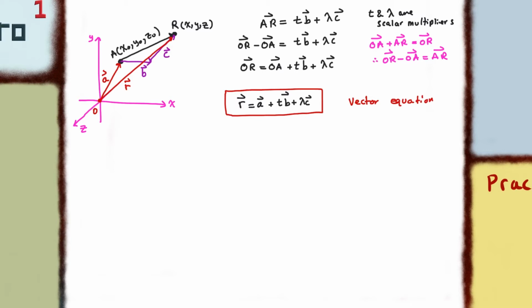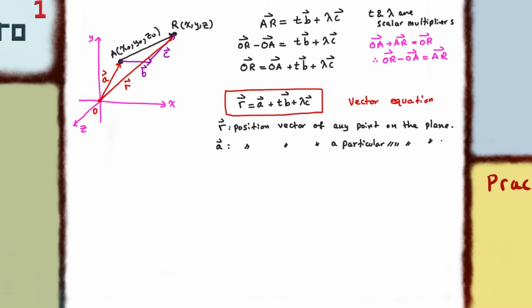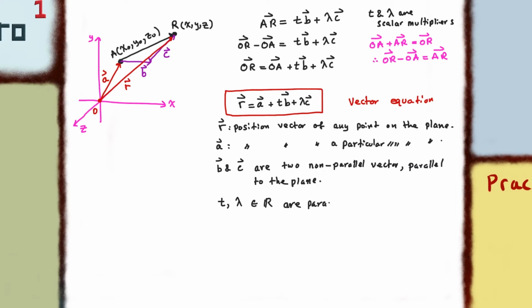This defines the vector equation of a plane which contains points A and R, so those 2 are points that are on the plane, and the direction vectors B and C are 2 direction vectors that are non-parallel, so they're not parallel to each other. However, they are parallel to the plane, helping us figure out the direction that the plane is going to. T and lambda here are real values, and they are just parameters that help us scale the direction vectors B and C in order to find point R.